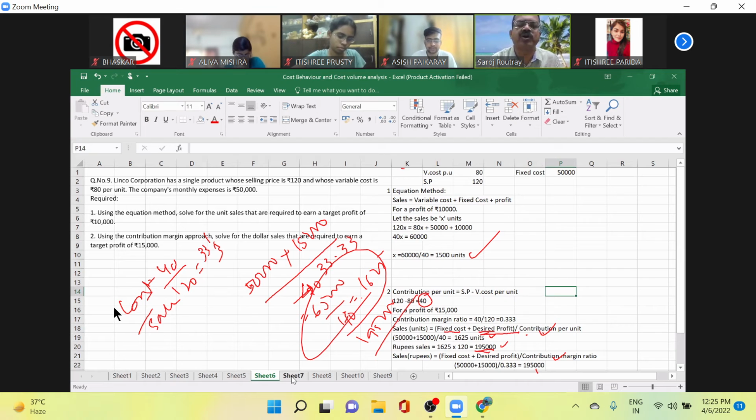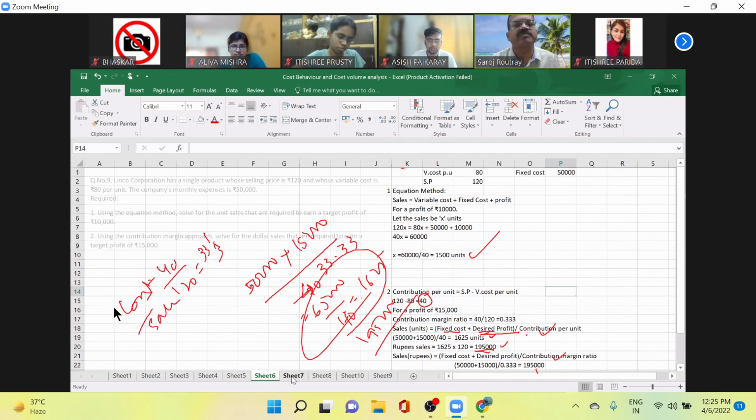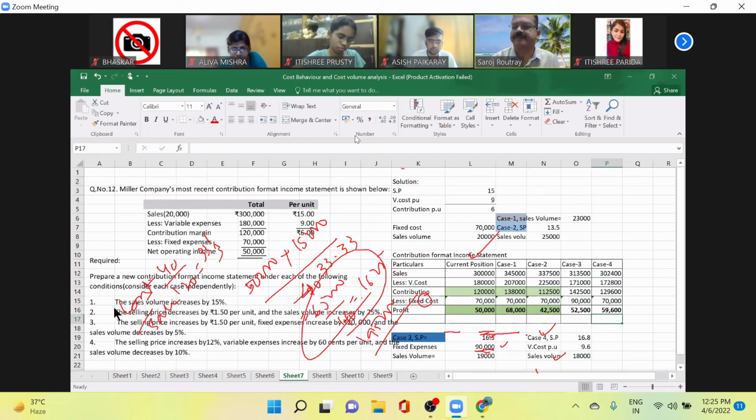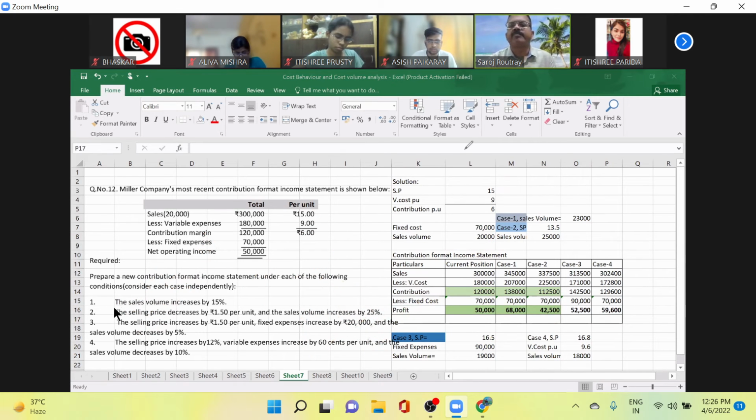Let's move to another question. Miller Company's most recent contribution format income statement is shown below. Sales 20,000 units, 15 per unit, 3 lakh total sales, variable expenses 1,80,000, contribution margin 1,20,000, fixed expenses 70,000, net operating income 50,000.